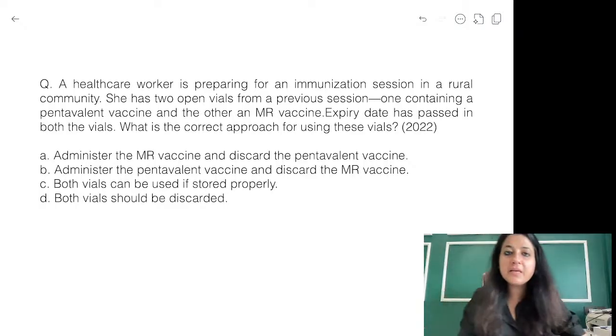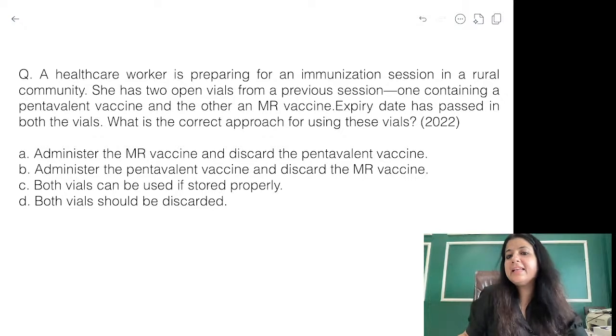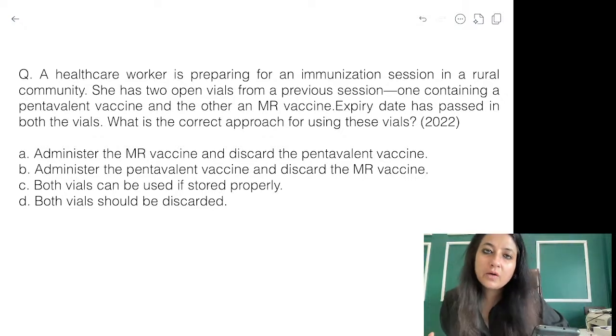क्या लिखा है क्वेश्चन में? A healthcare worker is preparing for immunization session in a rural community. She has 2 open vials from a previous session, alright. One containing a pentavalent vaccine and the other an MR vaccine. Expiry date has passed in both the vials. What is the correct approach?